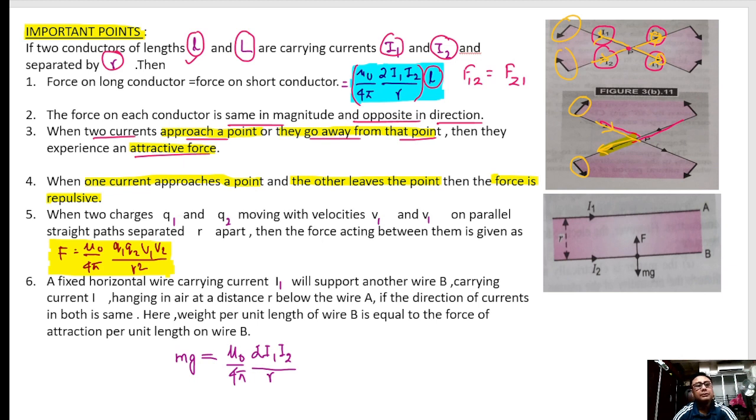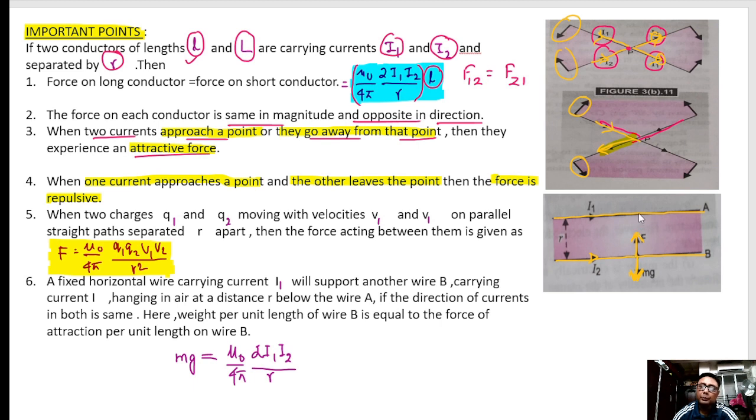Another very important point, please watch here. Here is a wire which has a weight of its own, hanging down, carrying current I2. Now in which direction should another wire carry current so that this wire is completely held like this? It will not fall off. If the wire is to be held, its weight should be balanced by some force, and that force should be an attractive force.